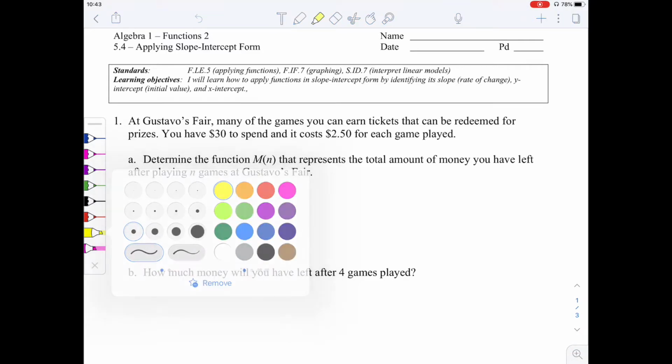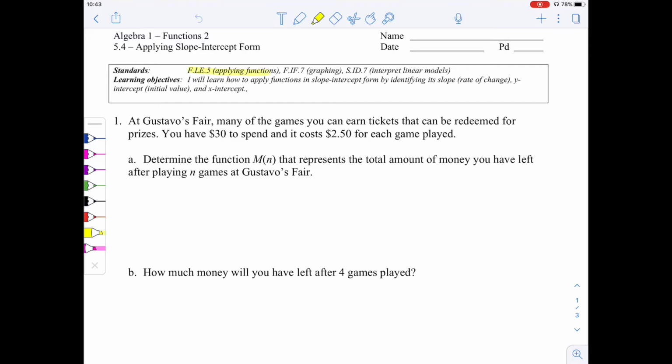Okay, so we got our standards: applying functions, graphing, and interpreting linear models. We learn how to apply functions, so applying in slope-intercept form by identifying its slope, which is the rate of change, and the y-intercept, which is the initial value, and the x-intercept.